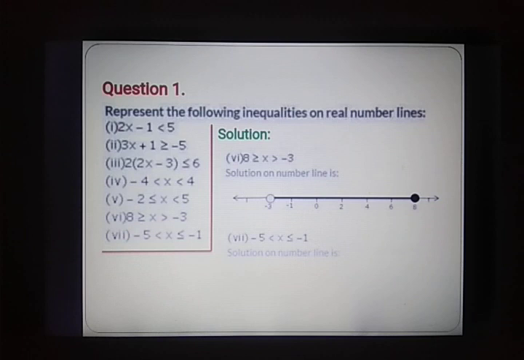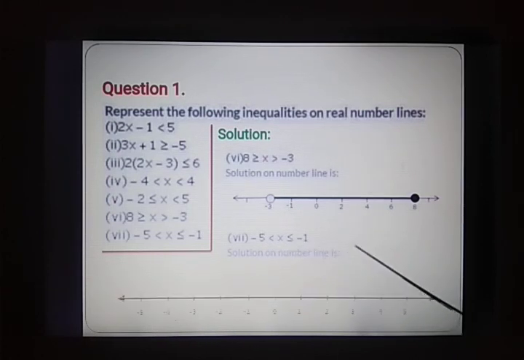Okay, let us go to the next, that is the last question, the seventh question. It is saying that minus 5 is less than x, and this x is less than or equal to minus 1. So let us go back to our number line. It is said that minus 5 is less than x. So if you see here, we don't have an equal to sign. So when we don't have an equal to sign, we have to go for a hollow circle. So minus 5 is here, so I'm going to put a hollow circle. And here at minus 1 there is an equal to sign, so that's why we have to put a dark circle.